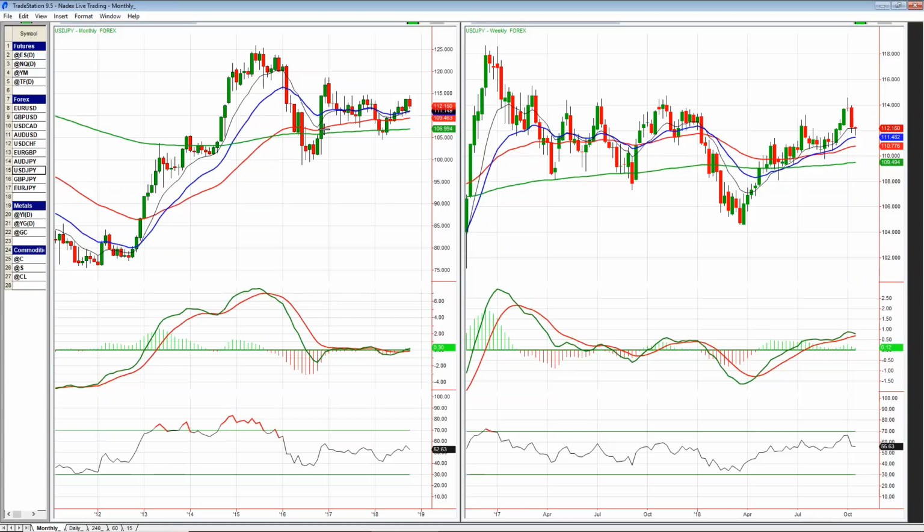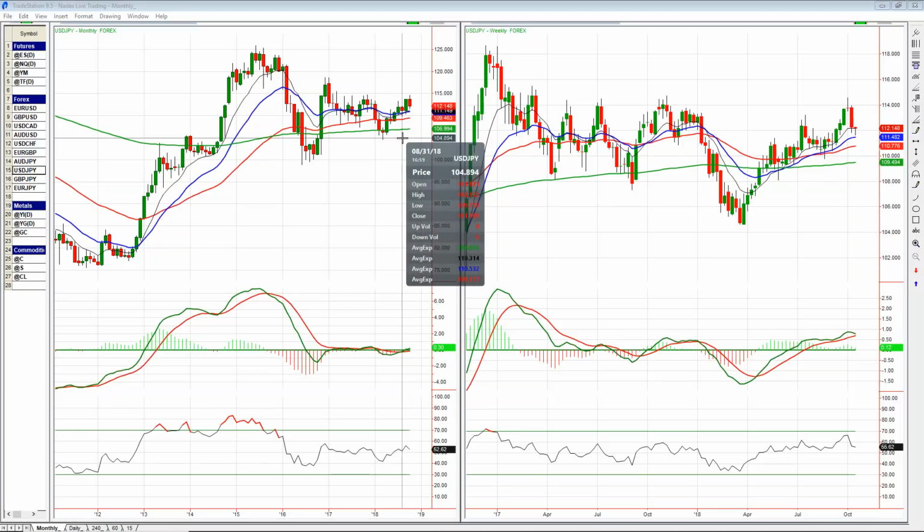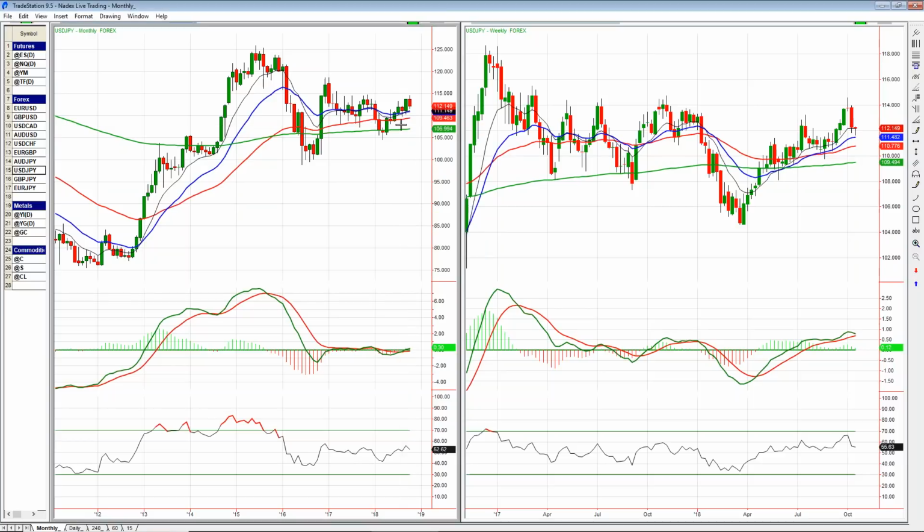If we're looking at the monthly, we can see that over the last year, basically, the market has really been sideways. There's been a high of about 115 and a low point of somewhere around 105, with the low of the range right about 107. So really kind of a sideways market.